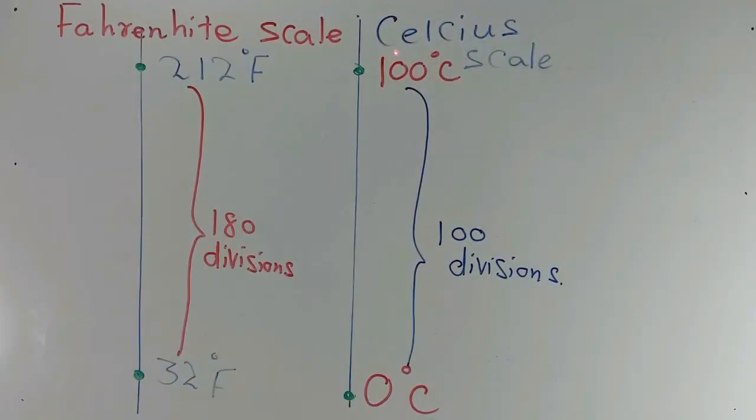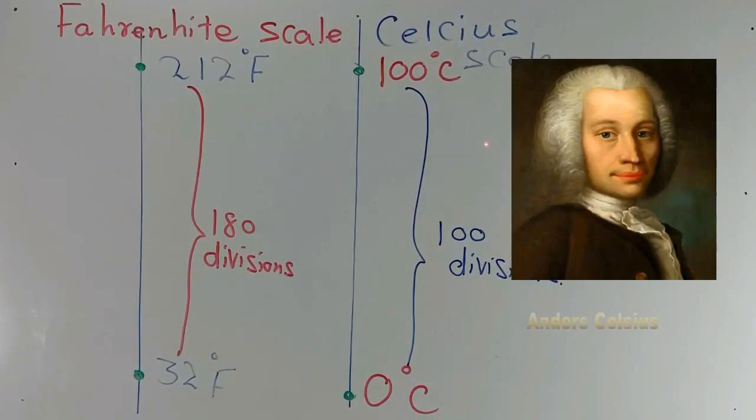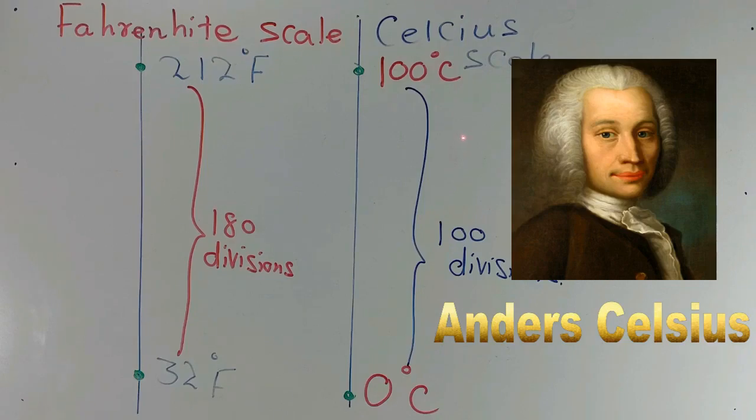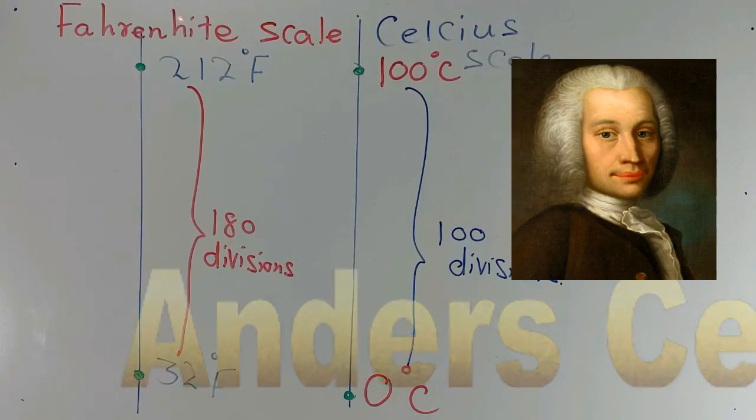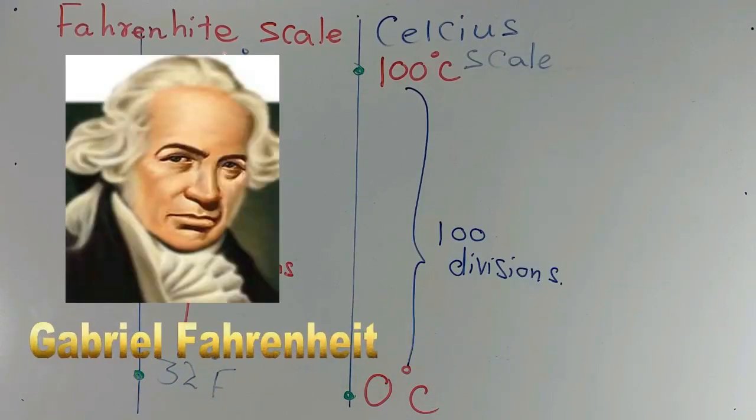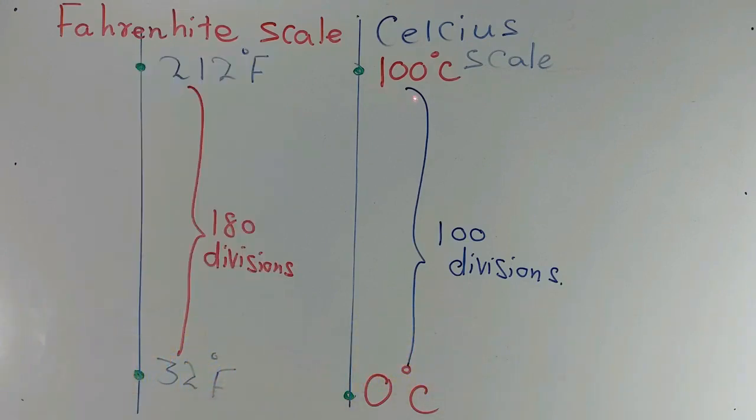Let's learn the difference between the Celsius scale and the Fahrenheit scale. The Celsius scale was introduced by the scientist Anders Celsius, while the Fahrenheit scale was introduced by the scientist Gabriel Fahrenheit. Do you know that? When creating these two scales, they used two fixed points.